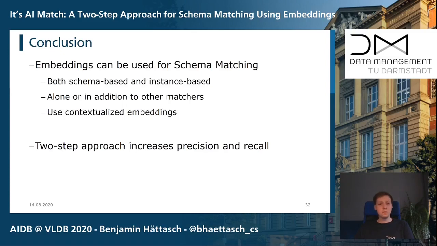So to conclude, we can see that embeddings can be used for schema matching, both structure-based and instance-based. They can be used standalone, but we suggest to use them in addition to existing matchers, which is also the way it's normally done. And we suggest to use those modern contextualized embeddings. And we also showed that our two-step approach can increase the precision and the recall of the system.